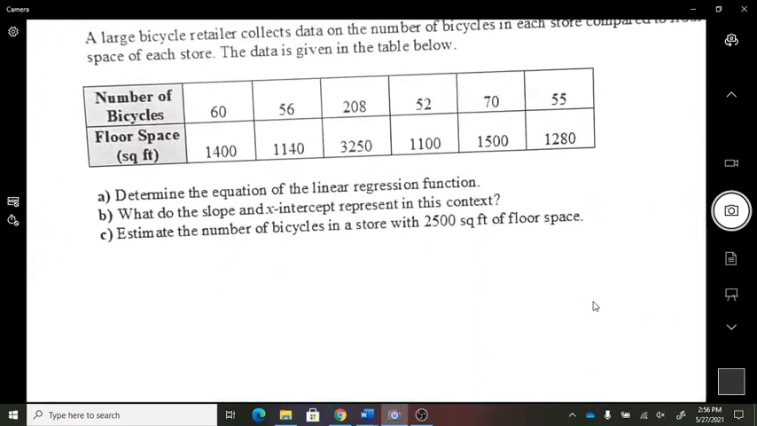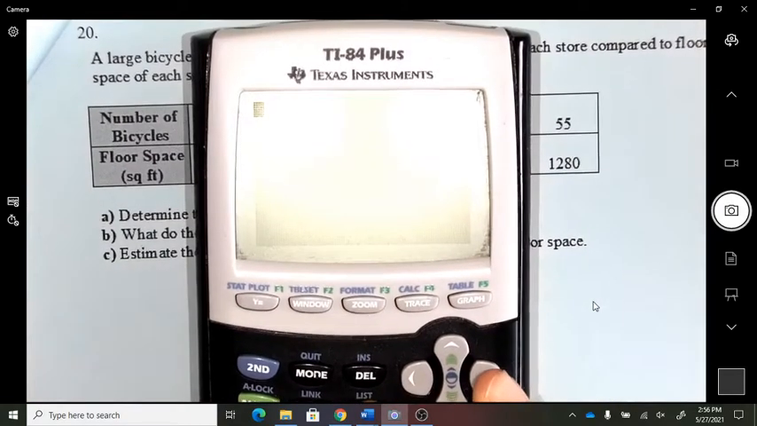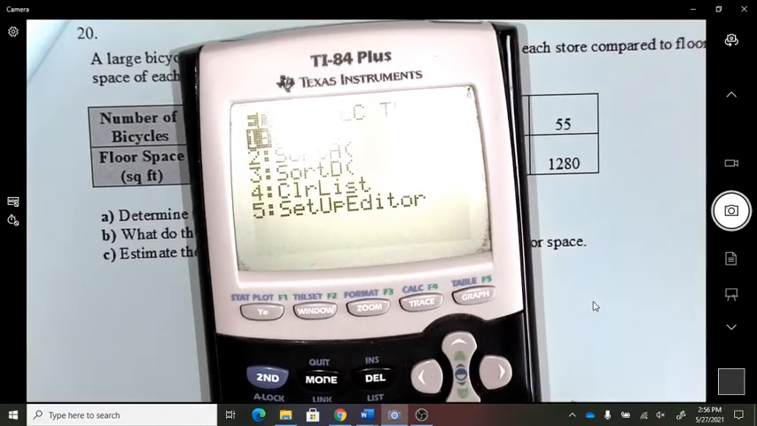Okay, we get to type in some data. All right, who remembers their buttons? This is the time to think of all the things you want to put on your cheat sheet. Stat, edit.